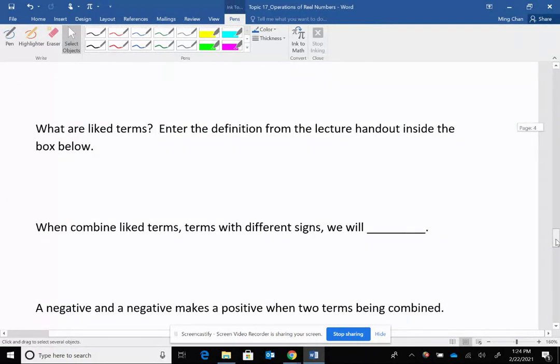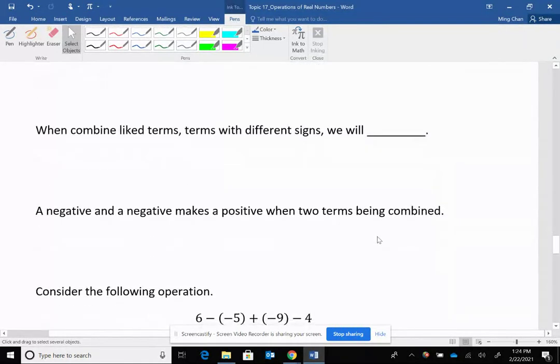All right, let's go to the next one. When combining like terms, terms with different signs, we will do what? Combine means add or subtract, right? So terms with different signs, we will subtract. All right. A negative and a negative makes a positive when 2 terms are being combined. True or false?